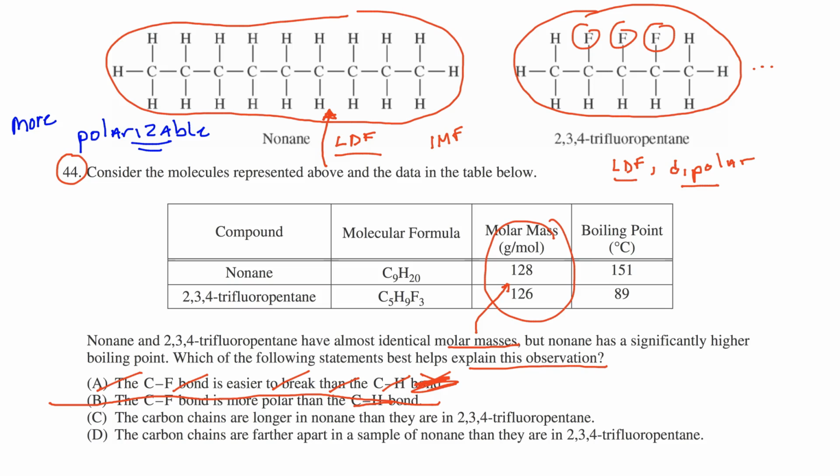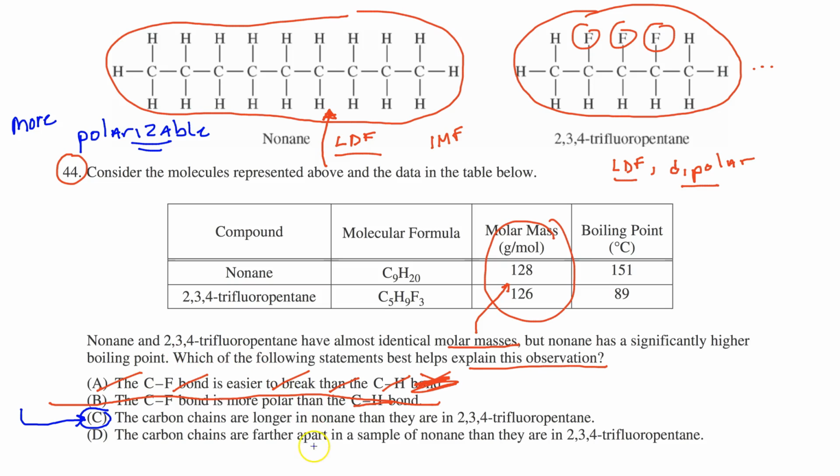It's more polarizable because of its shape. The longer chain makes this cloud of electrons easier to move in one direction than another. This is more circular. So because of the more polarizable shape, the elongated shape, the LDFs are greater. And that's what C is speaking to. And C is the answer.